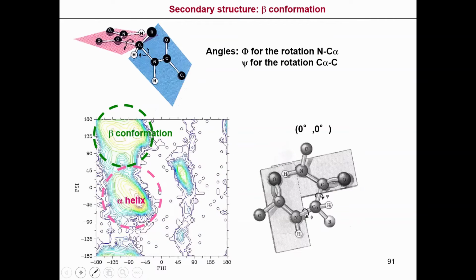No question about the alpha helix? So the alpha helix in the Ramachandran plot corresponds to this region. Okay, we will see now the beta conformation, so the beta sheet. So I told you the beta, it's because it's a secondary structure discovered.